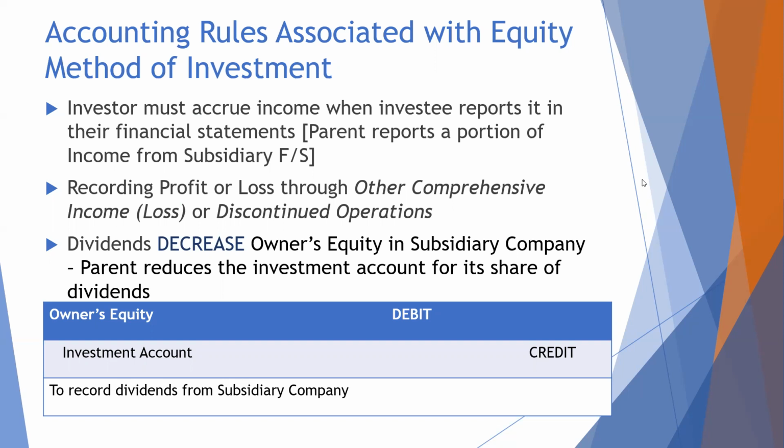Now, when a parent company receives a dividend from the subsidiary company, it actually decreases the investment within the parent company. So whenever they get dividends, the cash is increased through a debit, and the investment account is decreased by the credit because the dividends reduce it. And it says to record dividends from the subsidiary company.